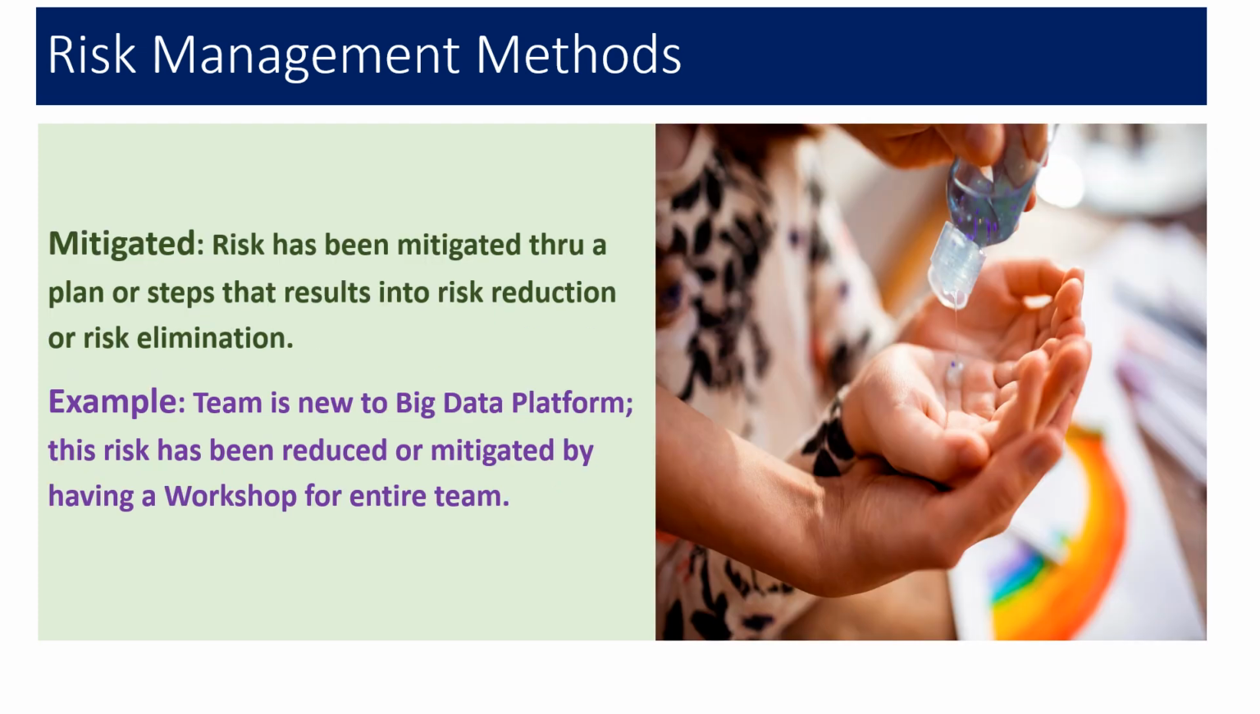And the fourth one is mitigation. That means the risk has been mitigated through a plan or steps that result in risk reduction or risk elimination. Let's say, for example, the team is new to a big data platform and this risk has been reduced or mitigated by having a workshop for the entire team. So that means it has been reduced. Like in the picture there is a diagram, there is a risk of getting germs, so we are using a hand sanitizer to mitigate the risk of catching the germs or the viruses.